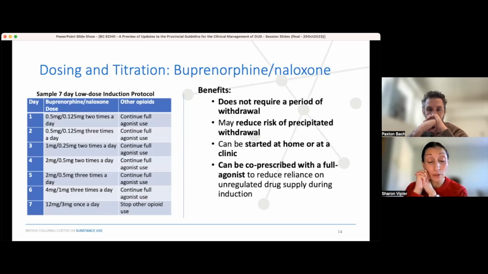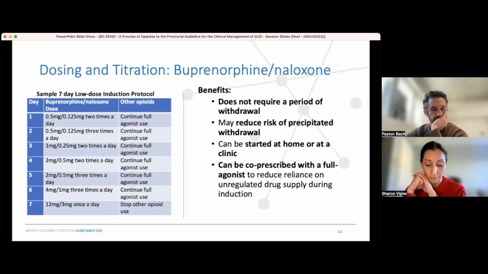It may reduce within that context the risk of precipitated withdrawal. It can be started at home or in the clinic, and I would say that I personally recommend that it's co-prescribed with a full agonist to reduce the reliance on the current toxic drug supply.